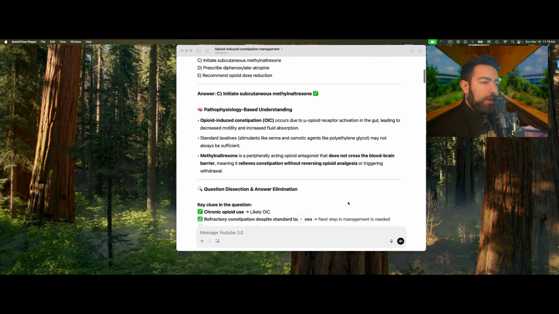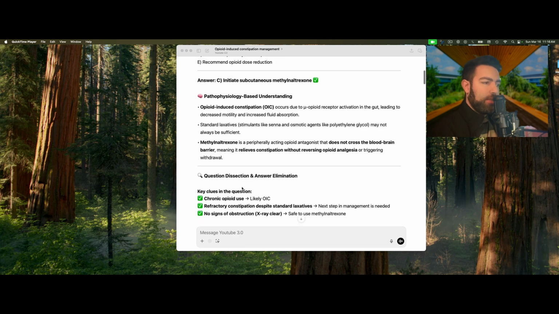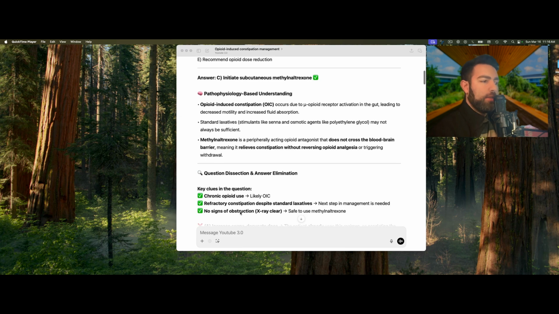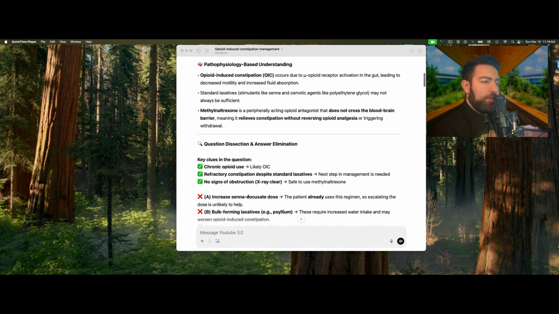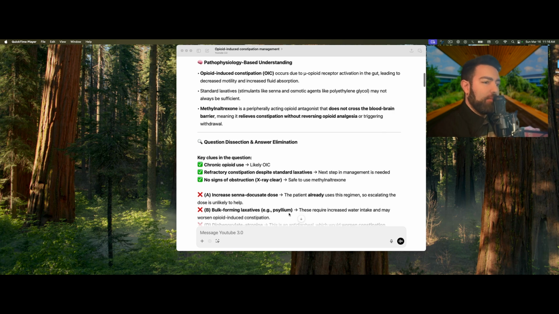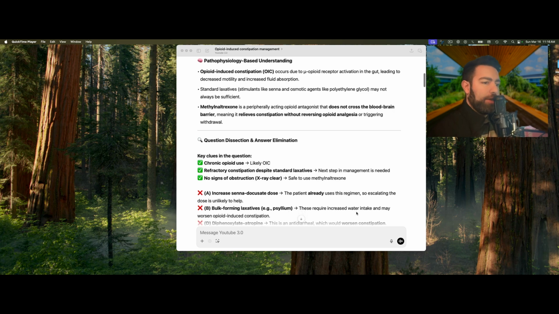The question had some options here, so let's look at the key clues. They were telling about the patient who had chronic opioid use, and there was some refractory constipation despite the standard laxative that they were on, and the x-ray did not show any signs of obstruction. So that should have led you to methylnaltrexone. So increasing the senna-docusate dose, the patient's already on this regimen, it's not going to really help. Bulk forming laxatives like psyllium, so this is like fiber, these require increased water intake and may worsen opioid-induced constipation.